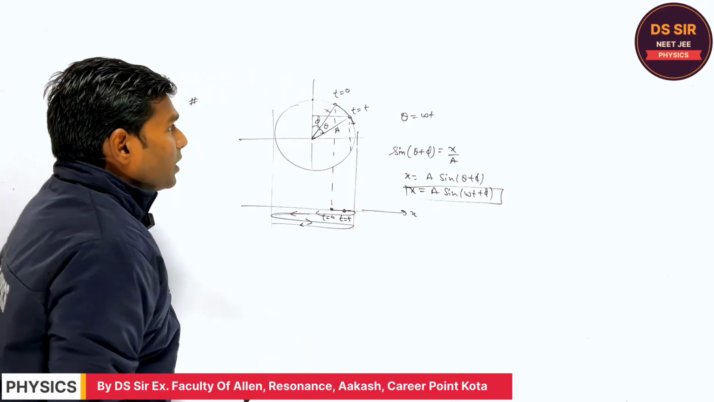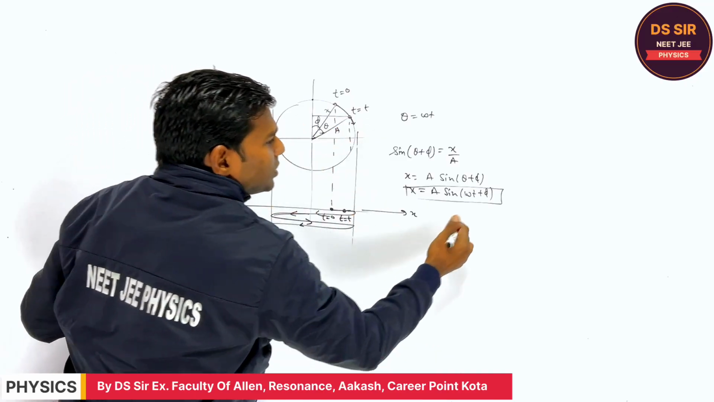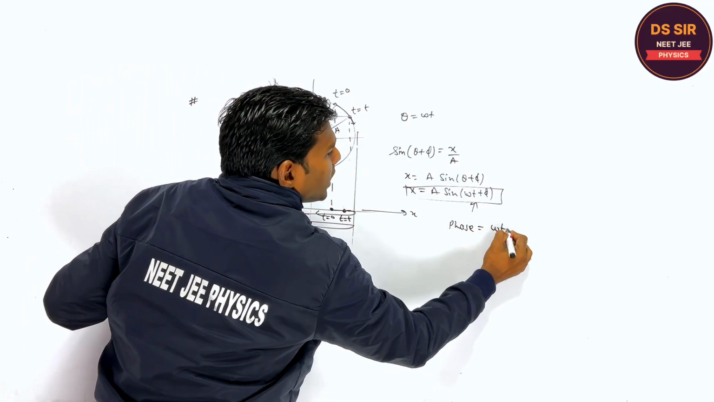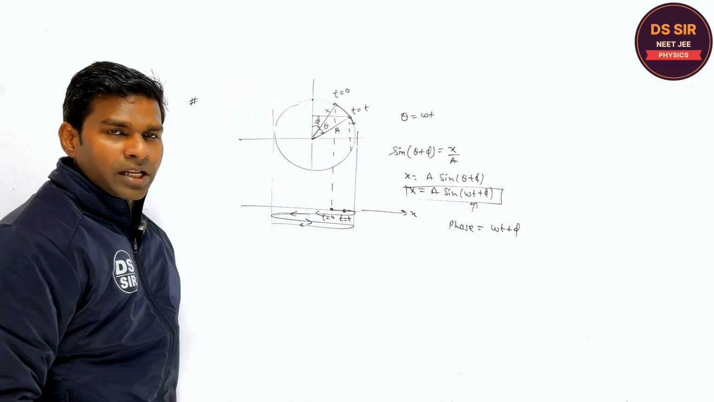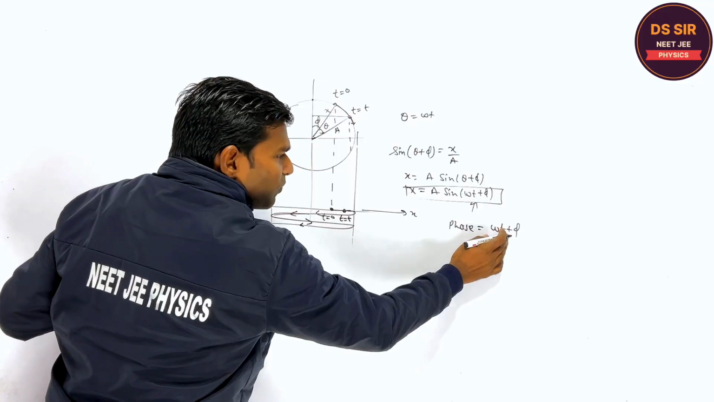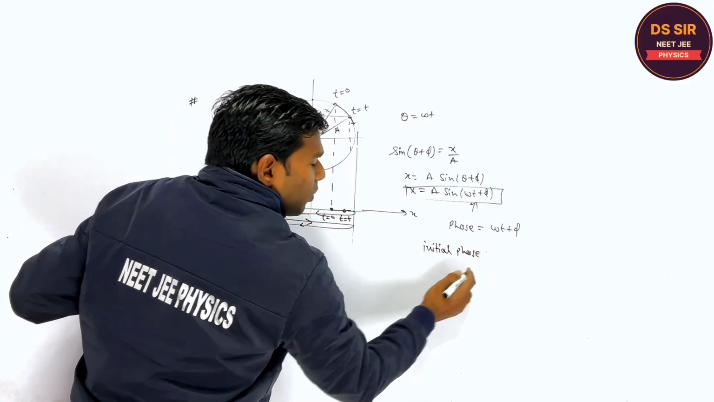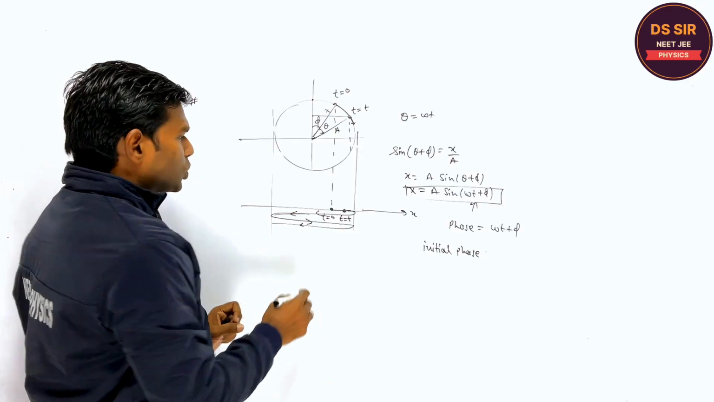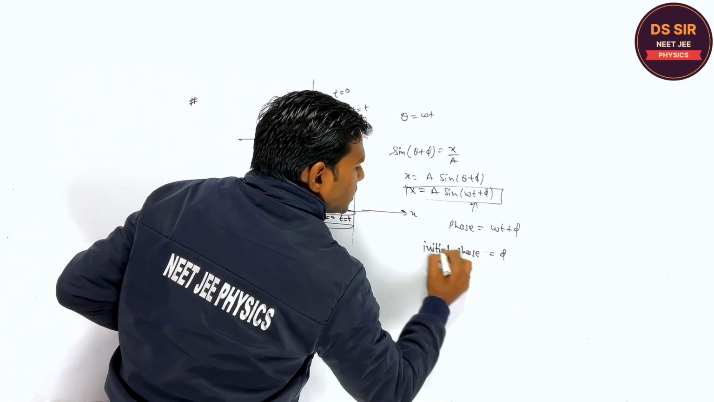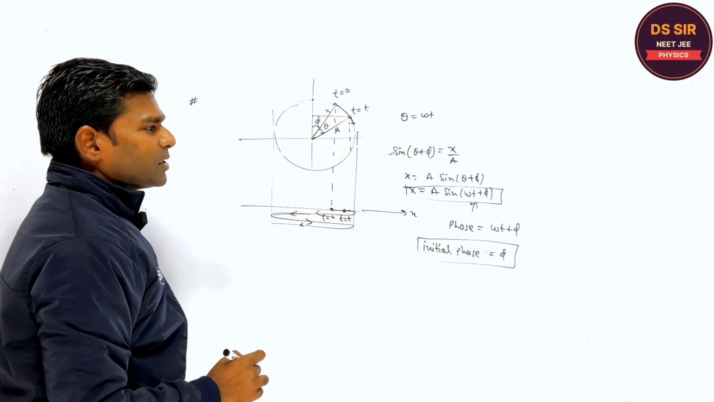Listen, one thing: this angle, phi plus theta, is called the phase. What is the phase over here? It is omega t plus phi. And what is the initial phase? The initial phase is phi. The initial phase means the phase of the particle when it starts its motion. When it starts its motion, its phase is phi. And this is the phase, omega t plus phi.